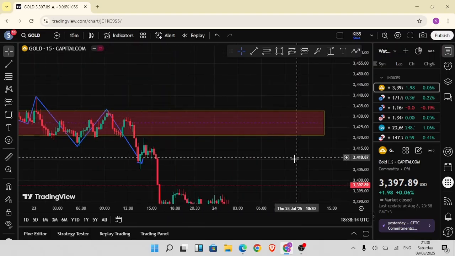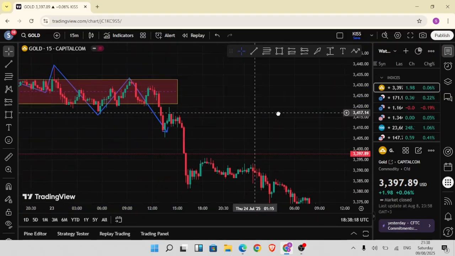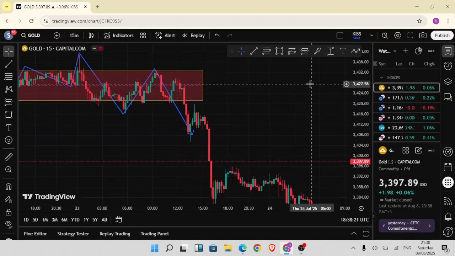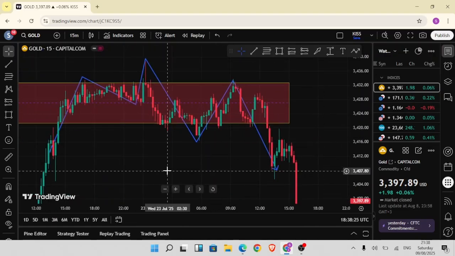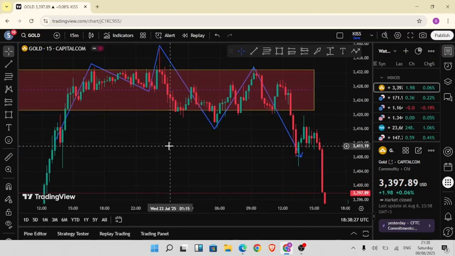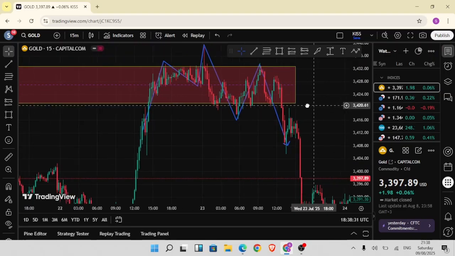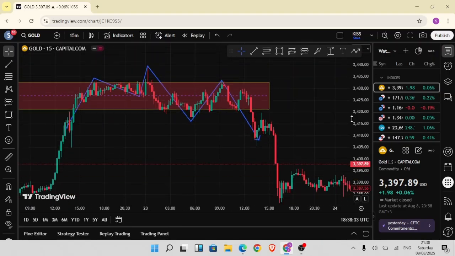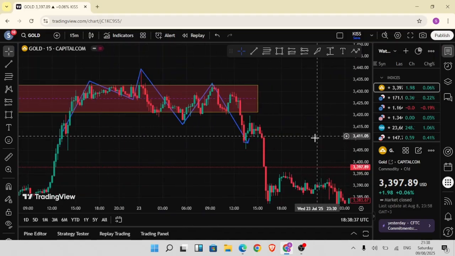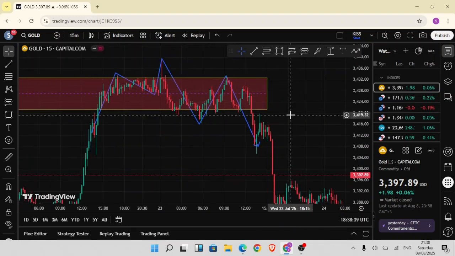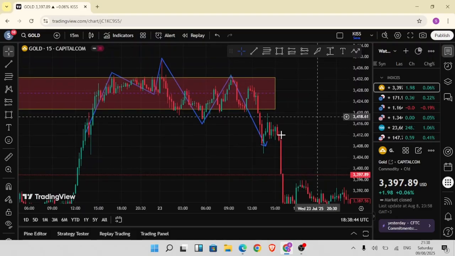So price has a tendency to do that. Price has a tendency to react off fair value gaps, and that is what gives ICT traders an edge or a confirmation, because a fair value gap is considered a volume imbalance, and it is expected that at some point in the future price will retrace back to this volume imbalance to balance it out. That is why we have these kind of reactions off these fair value gaps.